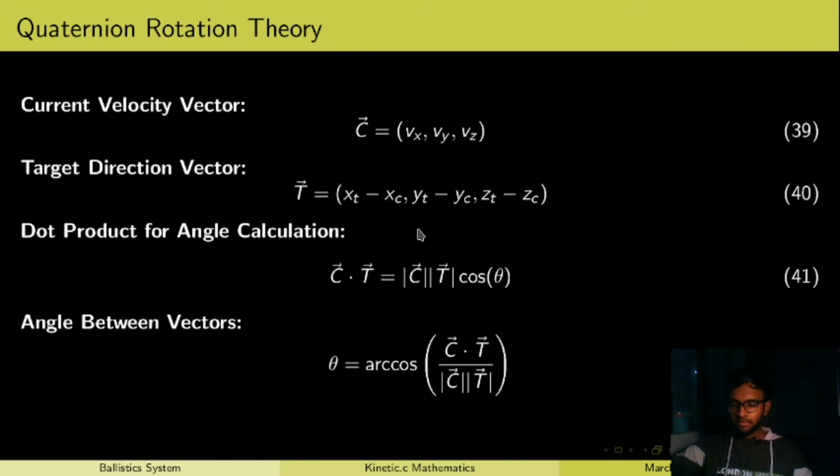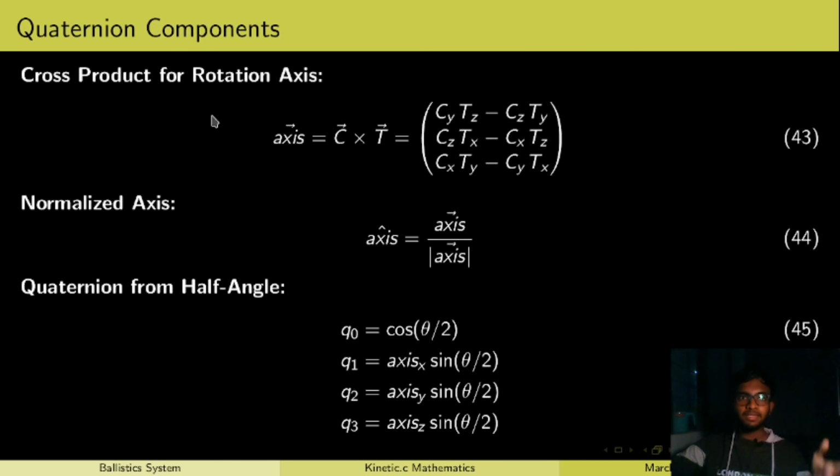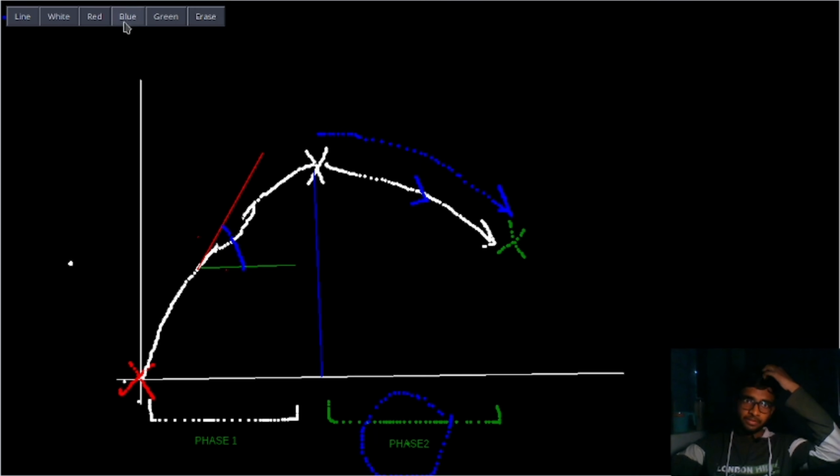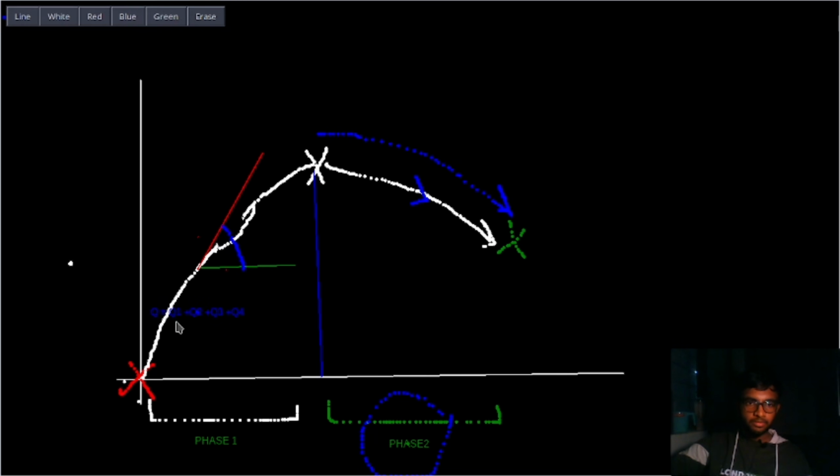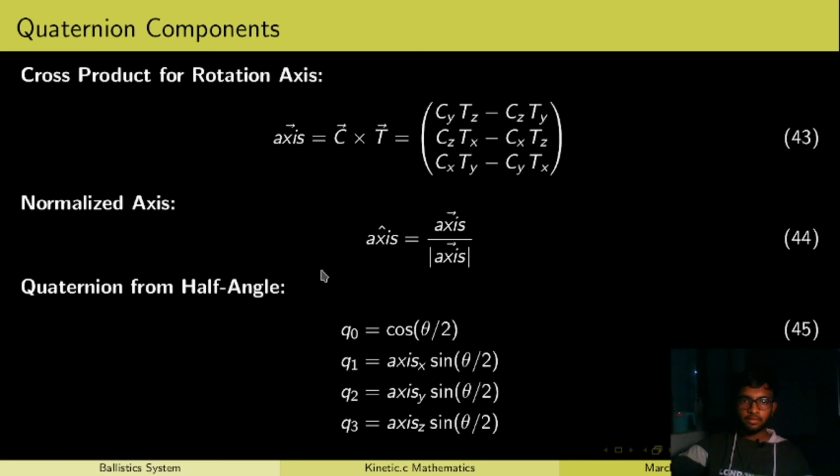With this angle, we are then able to determine the axis of rotation, and with the axis of rotation, we are then able to form the quaternion, that is a number which represents this right here. This is actually supposed to be a vector that denotes the rotational components of our projectile as it is moving towards the target.